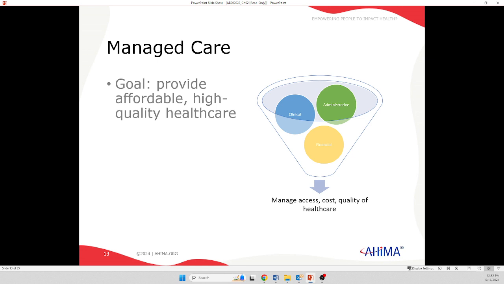Next is managed care. So in the 70s, they started these HMOs, health maintenance organizations, that were managed care. They were a way of combining services and delivery into a managed care type format. In 1973, we had the HMO Act of 1973 that gave grants and loans for these new HMOs.